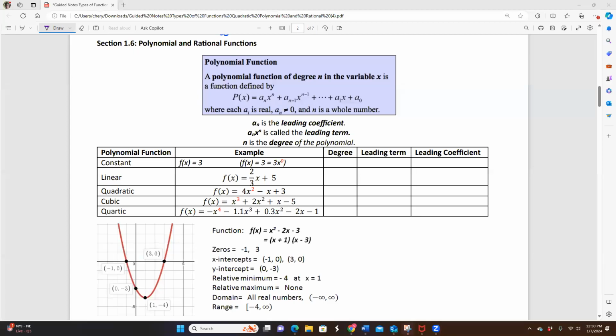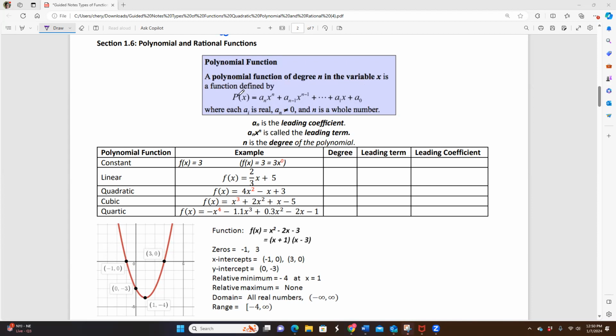In this video, we're going to be looking at section 1.6 from your book, which includes polynomial functions and rational functions. This video will just talk about polynomial functions. So a polynomial function, as it says in this box, is a function of degree n in the variable x.